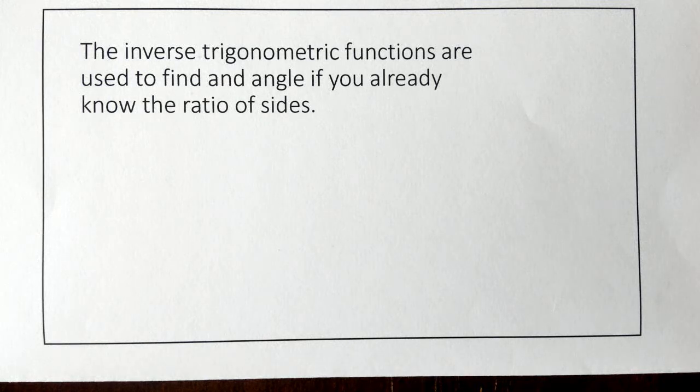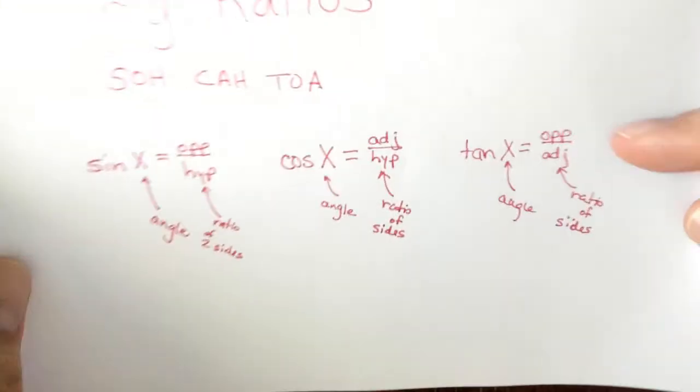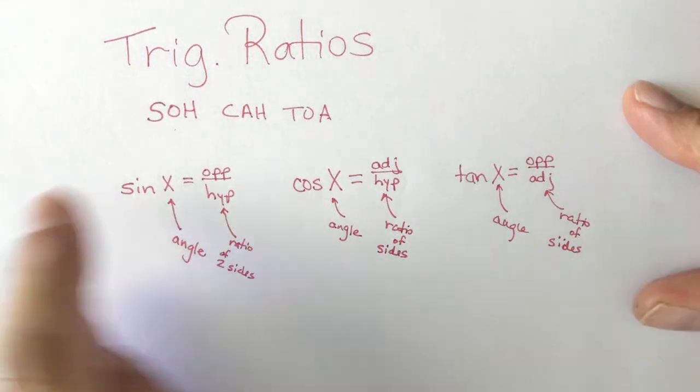Welcome back to another day of Trigonometry 101. Yesterday we learned how to solve for a missing side of a right triangle with trig. Today we learn how to solve for a missing angle using trig. So, quick review. Trig ratios.